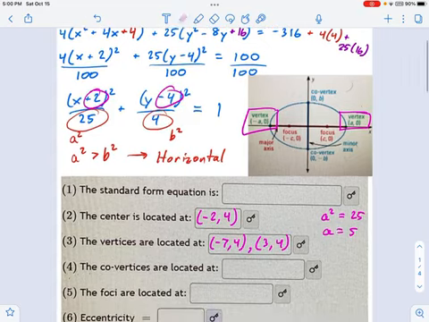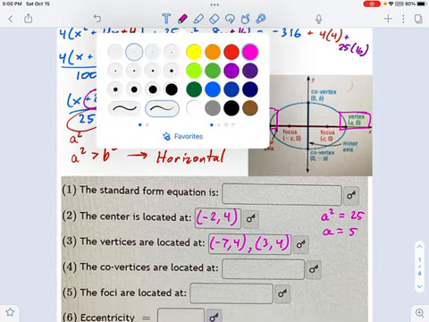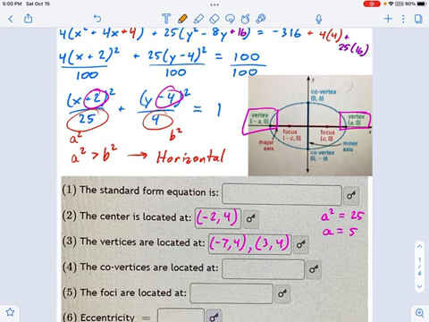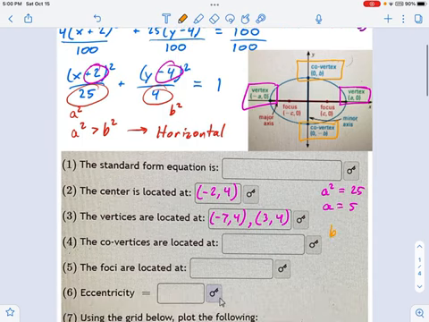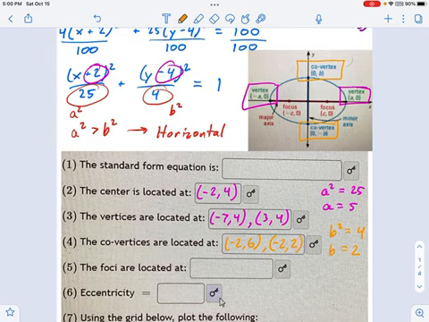The co-vertices are like vertices, but in the short direction. So these are going to be going up and down in this case by the quantity b. Now, we know that b squared from that formula is 4. So that means b is equal to 2. So they're going up and down by 2 from the center. So that's going to be negative 2 comma 6 and negative 2 comma 2 from the looks of it.